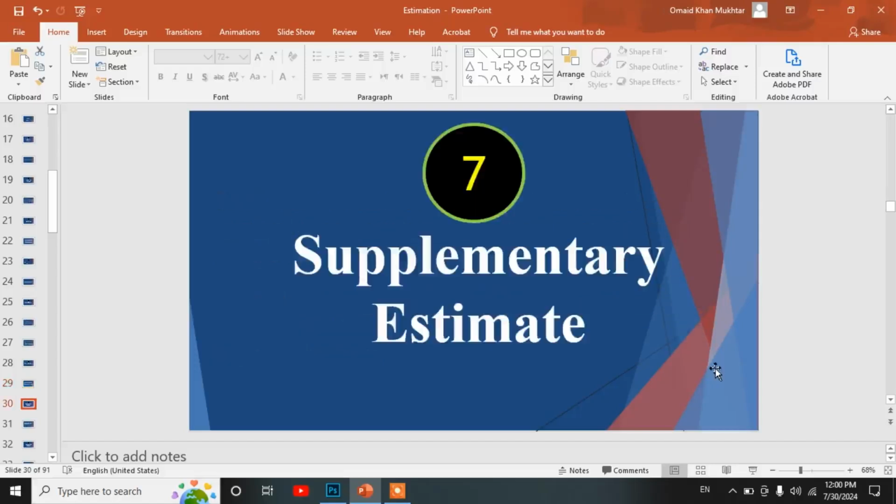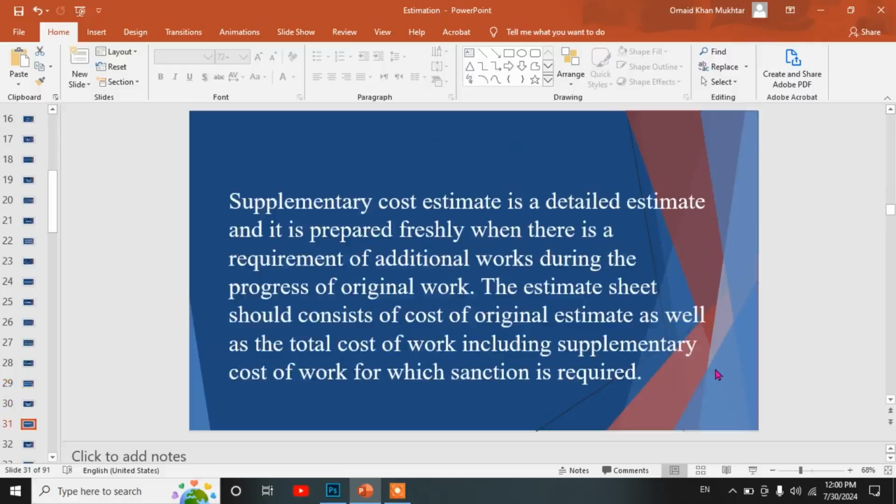Seventh, supplementary estimate. Supplementary cost estimate is a detailed estimate and it is prepared freshly when there is a requirement of additional works during progress of the original work. The estimate sheet should consist of the cost of the original estimate as well as the total cost of work including supplementary cost of work for which sanction is required.